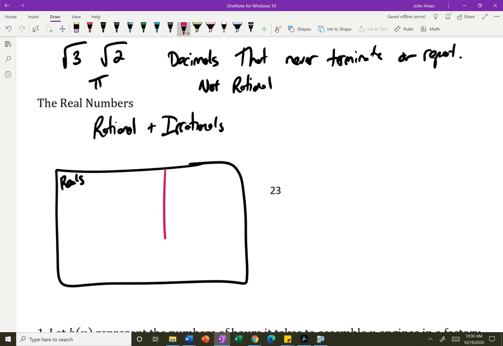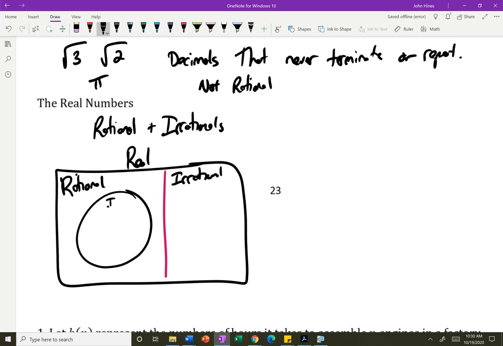That box gets divided in half, right? The real numbers is that whole big box there. So let me put that on the outside. This is real. Some of them are rational and some of them are irrational. You're one or the other. You're not both.